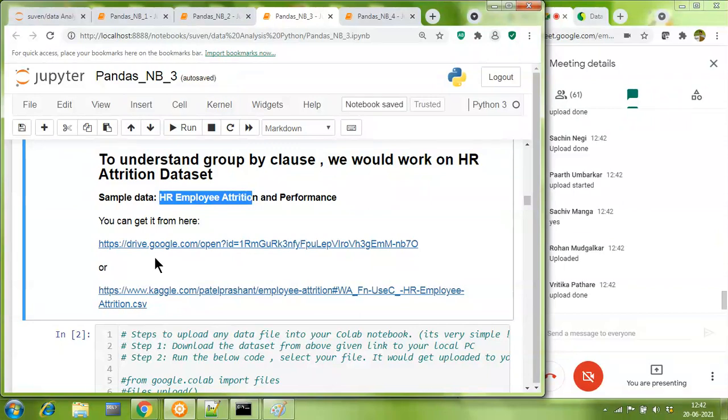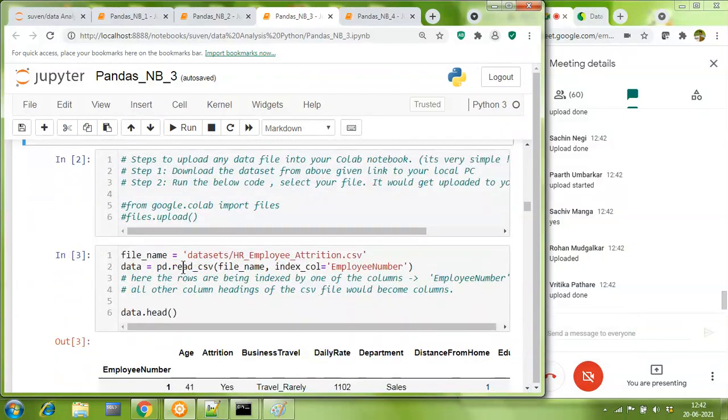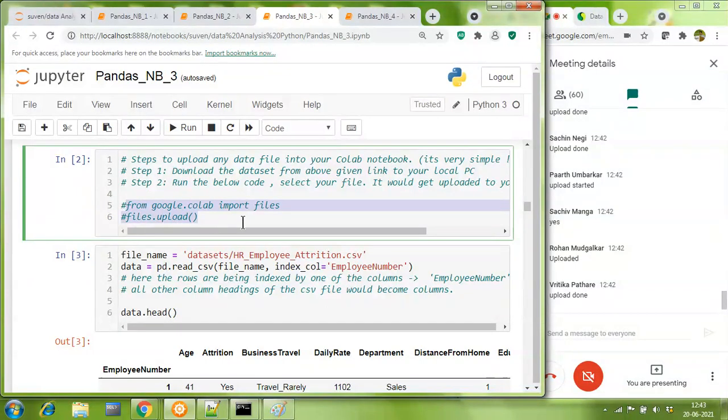So you would notice that I have given a drive link here. Download this data set on your computer and upload it by running this piece of code, the way you did in the previous two notebooks. So upload now the HR employee attrition dataset. Once uploading starts, say upload started on the chat. I'm waiting.